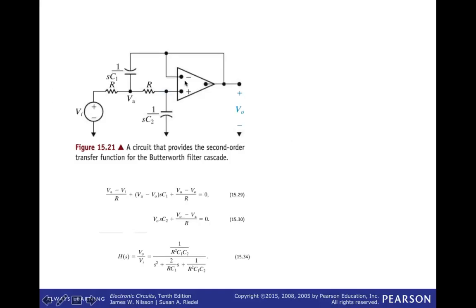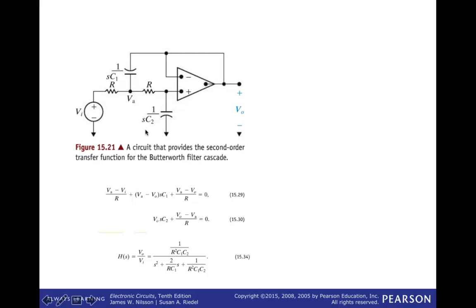All right, so what circuit generates a transfer function that looks like this? Here is a circuit that provides a second order transfer function for the Butterworth filter. So you have 2 different capacitor values and you have 2 values of R. In your prototype filter, remember we said you wanted as many values as possible to be equal to 1. So in the Butterworth filter, we're typically going to set our values of R equal to 1, but then the Butterworth filter equation is going to fix values for C1 and C2.